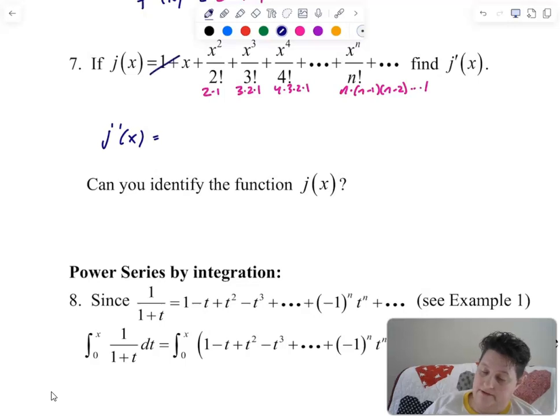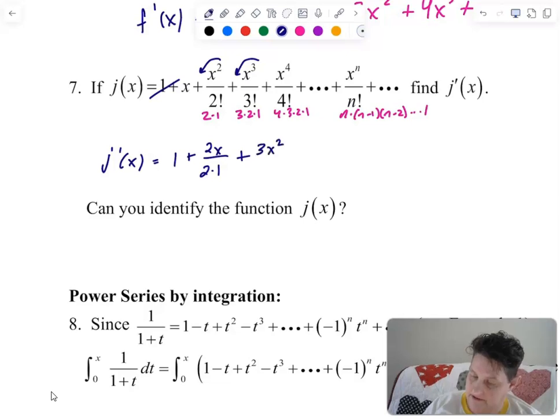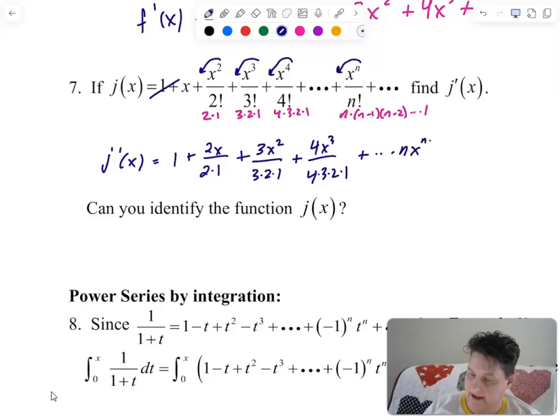The derivative of 1 is 0. The derivative of x is 1. When I take the derivative of this, the 2 comes down in front. Constants on the bottom can stay on the bottom for right now. This derivative is 3x squared over 3 factorial. This derivative is 4x to the third over 4 factorial. The general term is n x to the n minus 1 over n factorial.